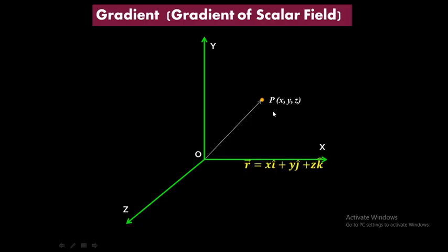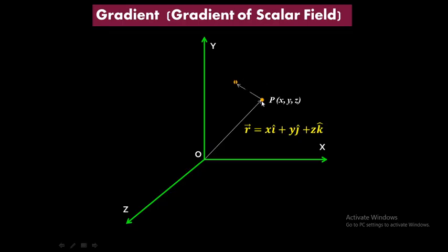Let r vector be the position vector of point P that is represented by xi plus yj plus zk. What is position vector? Position vector is nothing but the distance of a point P from the origin, represented by the vector, that is called position vector.